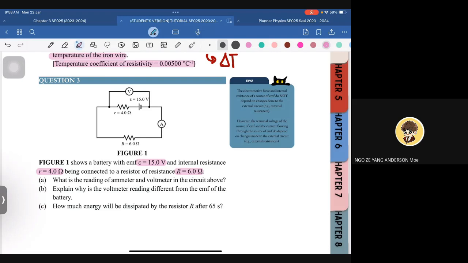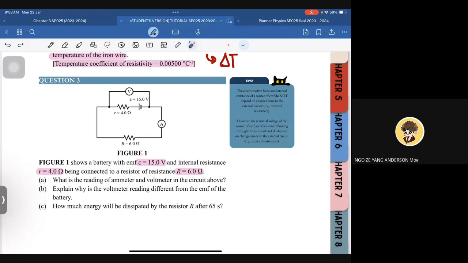Okay, so sekarang ni, the way they differentiate between internal and external resistance is dia punya symbol here. So kalau dia small letter r is internal, external resistor is capital R. Okay, so sekarang ni dia suruh kita cari the reading of ammeter and voltmeter in the circuit above.